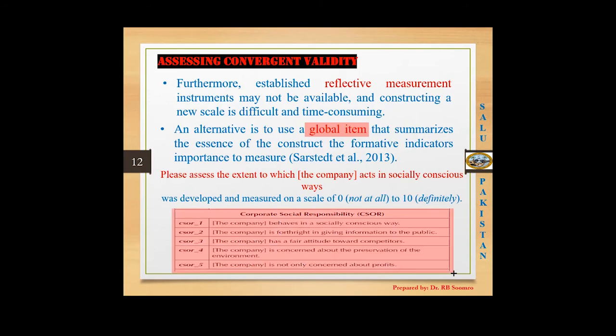Alternatively, there are these other questions, which are our reflective items. All these items are talking about the same thing. So you can put this one question as a global item, or you can put these several items. In order to assess convergent validity, you may keep the one global item, or you can keep several items of this construct. Almost the result will be the same.